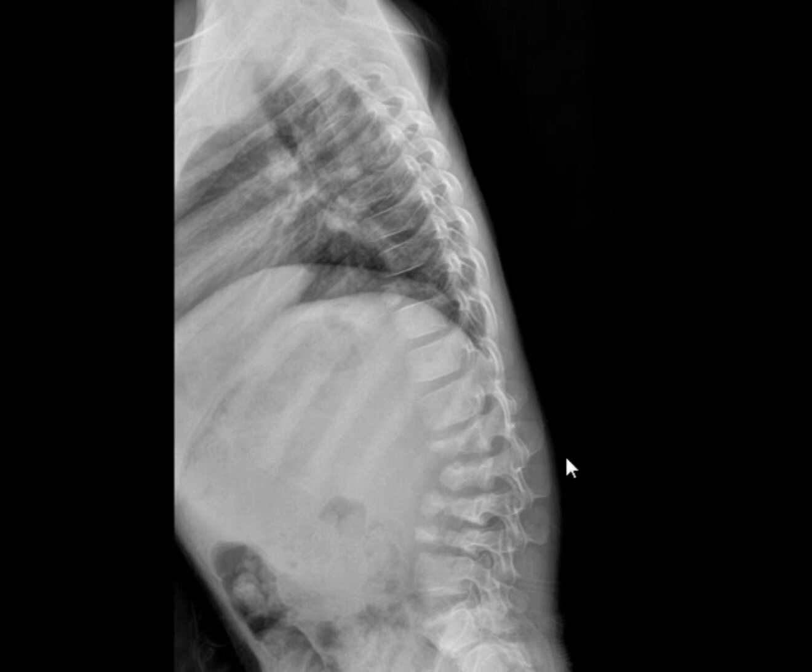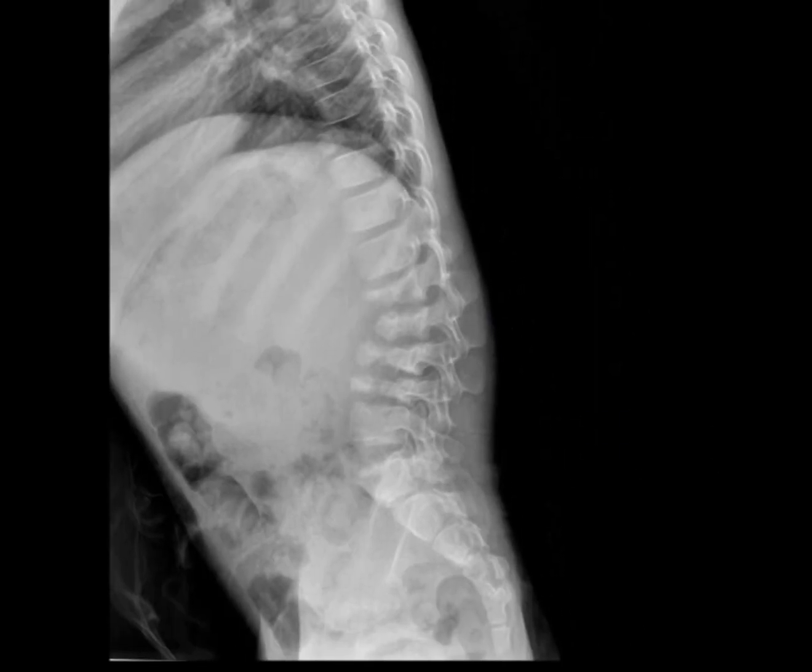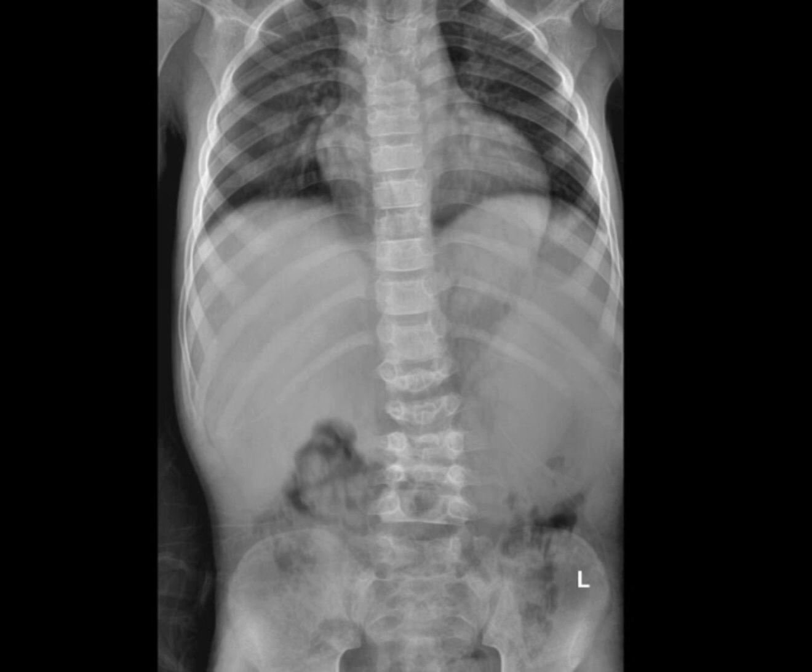Dorsolumbar X-ray. Decreased height of the lower lumbar, H-shaped vertebral line. This is an AP view X-ray of the dorsolumbar spine of a 9-year-old child, skeletally immature, showing. Can you show it on the lateral? Yeah, sure.